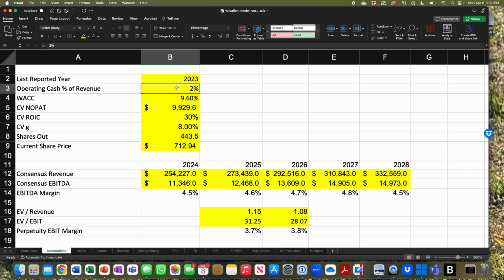Operating cash. Now we've left operating cash at 2%. If you feel that one of the companies that you've selected should have more operating cash, you can always make that number higher, right? I wouldn't make it lower, but you can make it higher. 2% is 1 week of cash, right? So you think they need to have a month of cash, that's 8%, right? So again, you could adjust that if you think it's necessary.